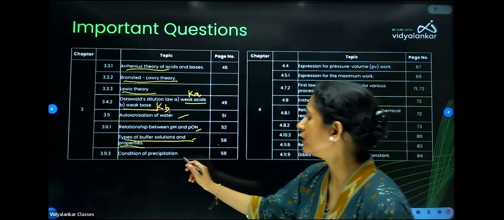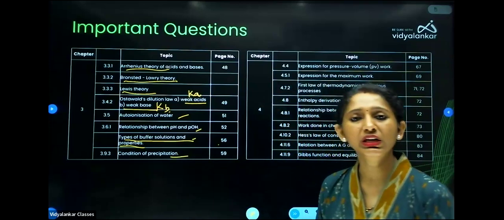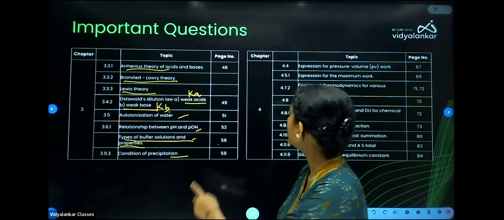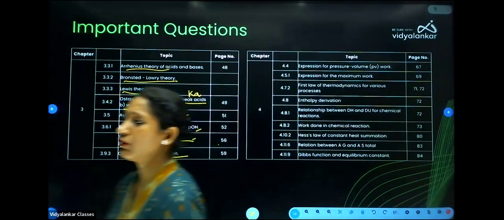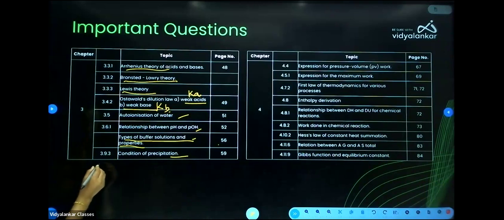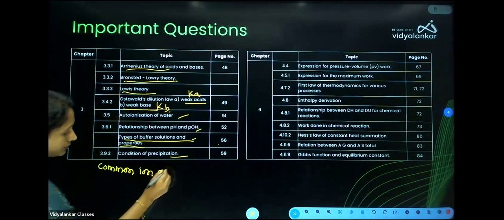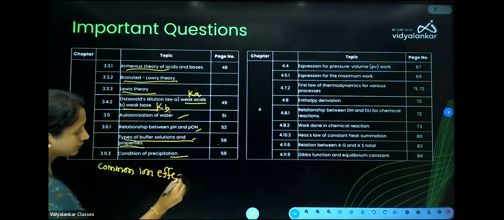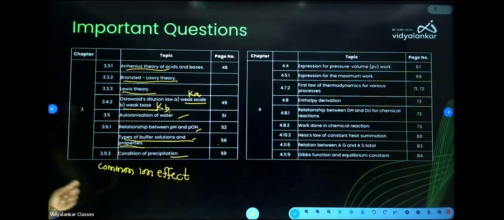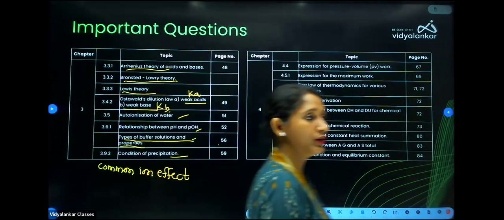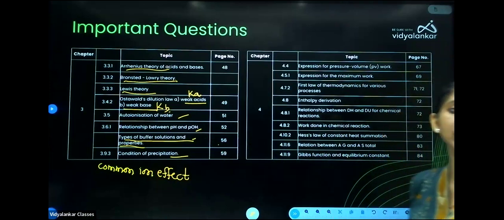Then next are the conditions for precipitation. Three conditions are given there. With that, one more important definition from the chapter is the common ion effect. So study the common ion effect definition as well. A 1 mark question or a give-reason question you may find on this topic. So this is about ionic equilibrium.